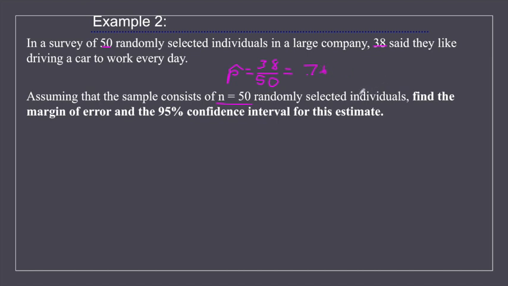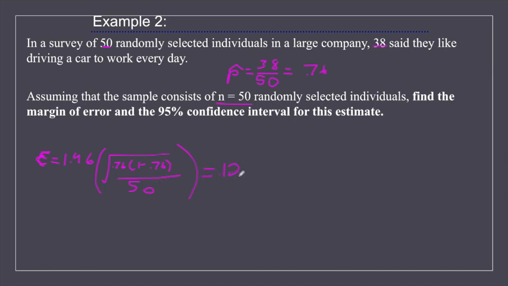Okay? So I want to find the 95% confidence interval. So I'm going to take my error. That was supposed to be an E, everybody. Here we go. Error is 1.96 times the square root of p hat times 1 minus p hat over our sample size, which is 50. So I have an error of 0.12.